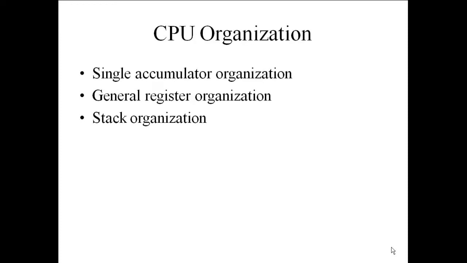The CPU organization. So the CPU can be considered by which type of instruction is to be considered. There are three types of CPU organization: one is called the single accumulator based organization, then general register based organization, and last one is called the stack based organization. In the single accumulator based organization, the accumulator can be considered the location of one operand, and another operand location can be any other type of storage component.